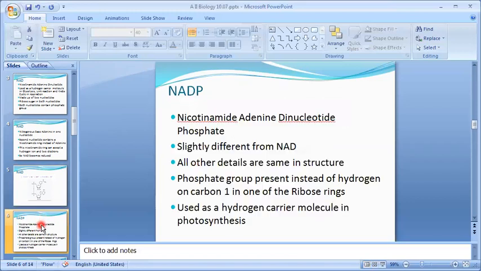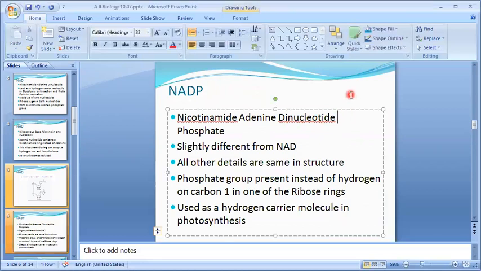Then next comes NADP. Now you can see over here, we can understand from the word NADP how it is different from NAD. It's only the addition of this P. NADP stands for nicotinamide adenine dinucleotide phosphate. So it means it's not much different from NAD. Once again, it consists of two nucleotides, just like NAD.